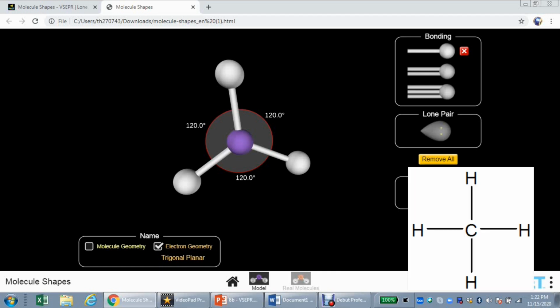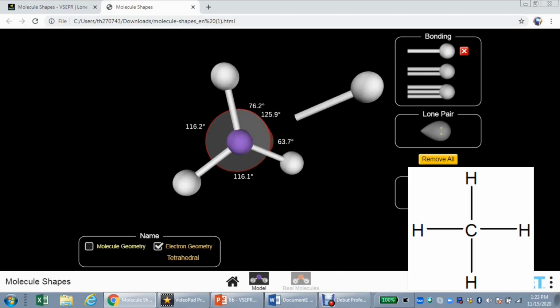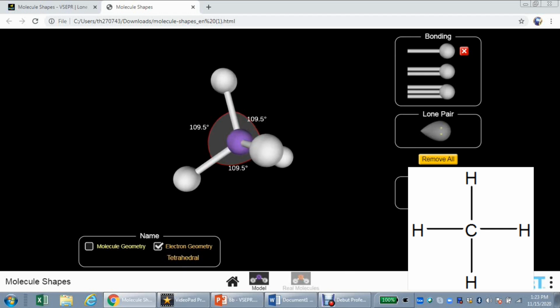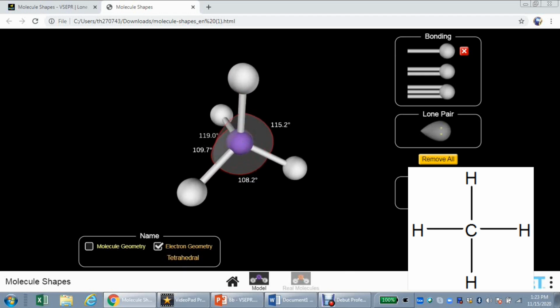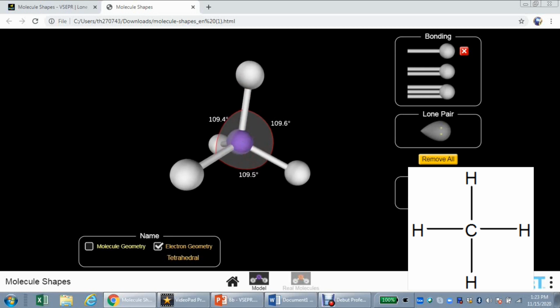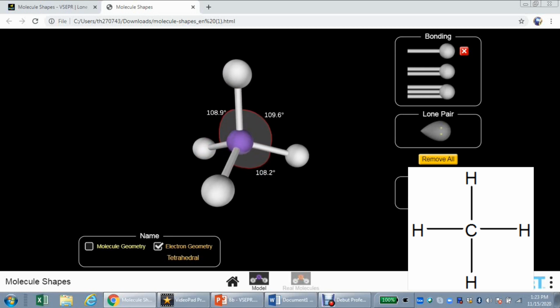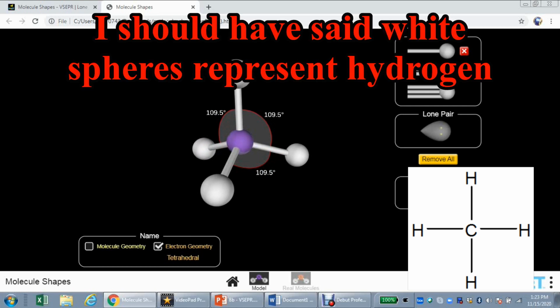Let's use methane as our model for a steric number of 4. I'll add another atom. Methane has a steric number of 4 because it has 4 atoms attached to a central carbon atom. In this case, the central carbon atom is represented by the purple sphere and the white spheres represent hydrogen atoms.